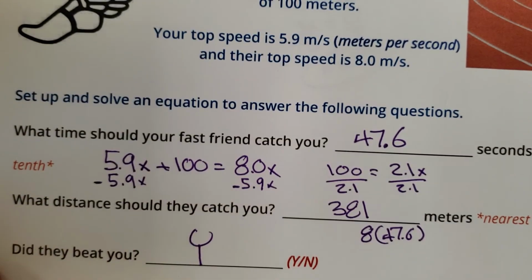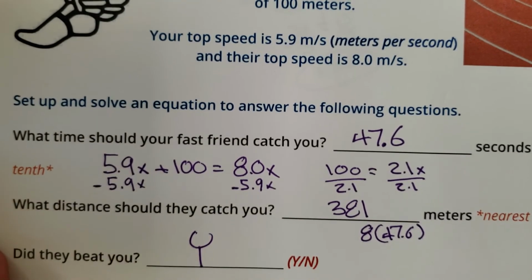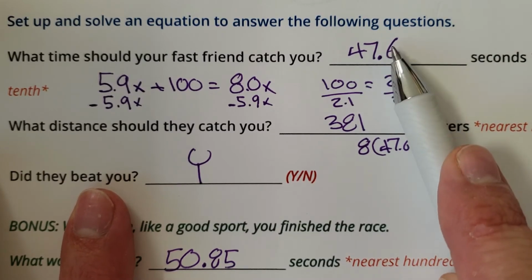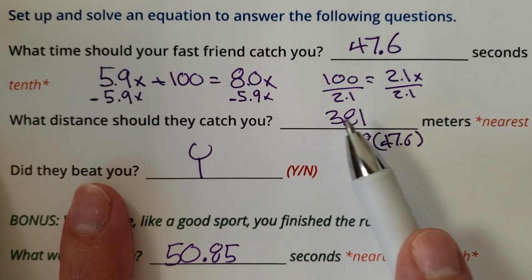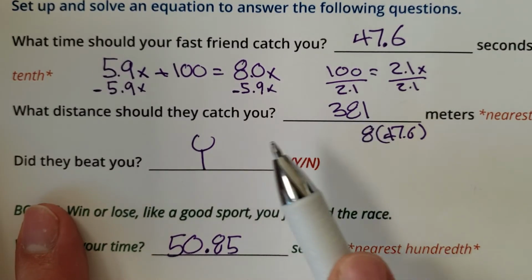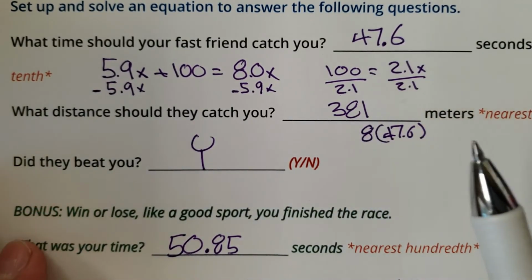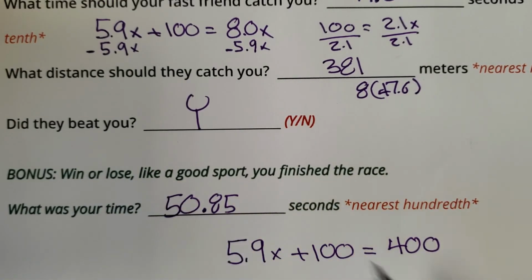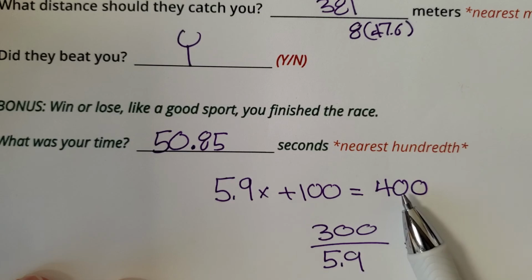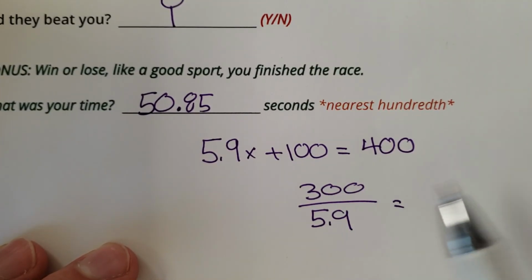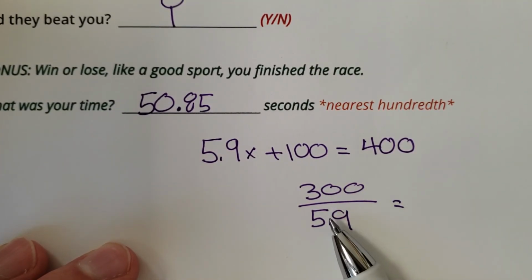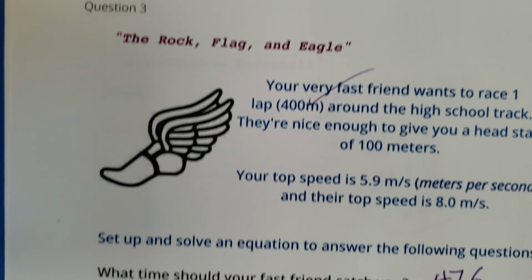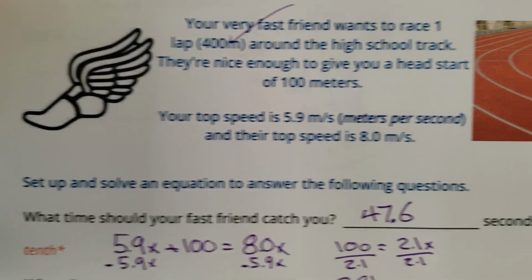Depending on which one you get, you might get one a little bit different. But you find the time they catch you, you take their time, you plug it into their equation. If this number was over 400, that means you won because they didn't catch you until past the finish line. Win or lose, like a good sport, you finished the race. What was your time? You set your speed equal to 400, or you just quickly do a little mental math. You take how much you have to run divided by your speed, and that gives you the time pretty quickly. All right, so that was the Rock, Flag, and Eagle track stuff.